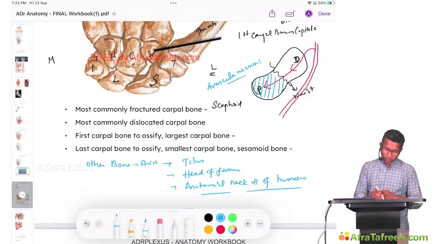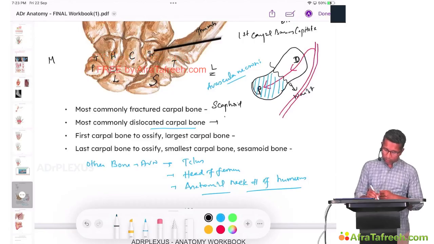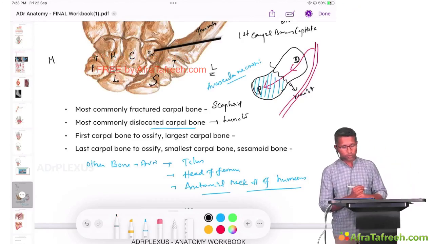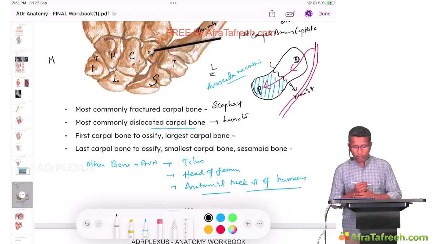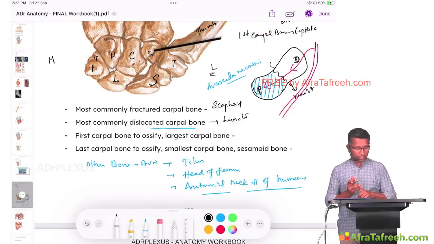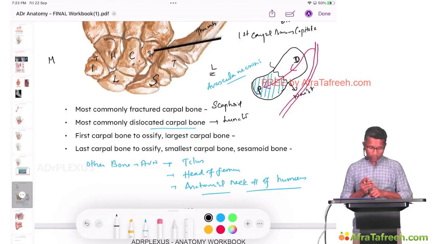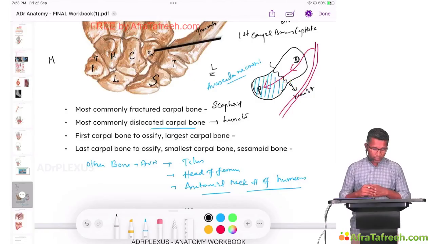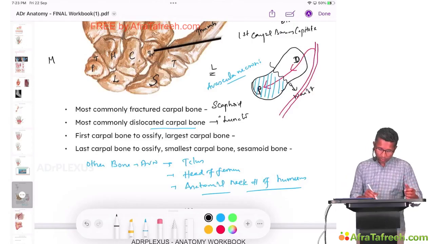Now, the most commonly dislocated carpal bone. What is the most commonly dislocated carpal bone? It is the lunate, guys. Swati, lower one-third of tibia is not that common, but talus, head of the femur, and the anatomical neck fracture of the humerus are the common bones which go in for avascular necrosis. And the most commonly dislocated carpal bone is the lunate, guys.